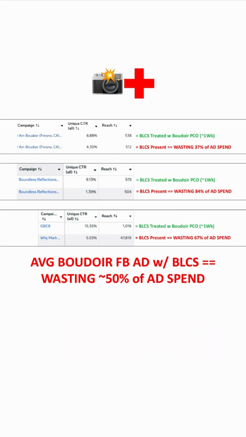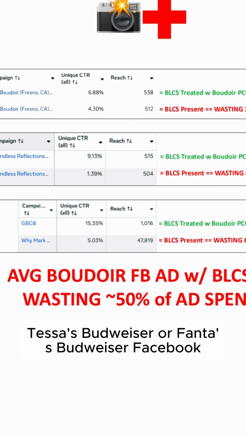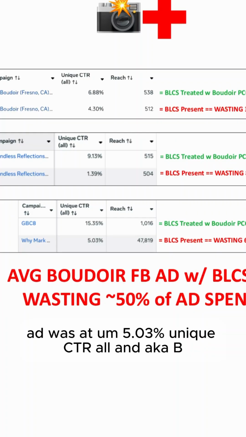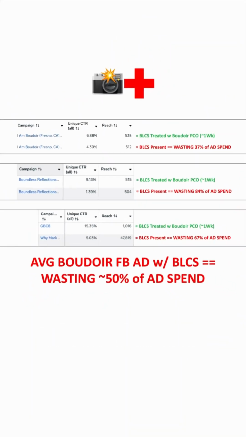Finally, had a patient test his Boudoir Facebook ad and found out it was at 5.03% unique CTR, aka BLCS was present because that is under 6%.